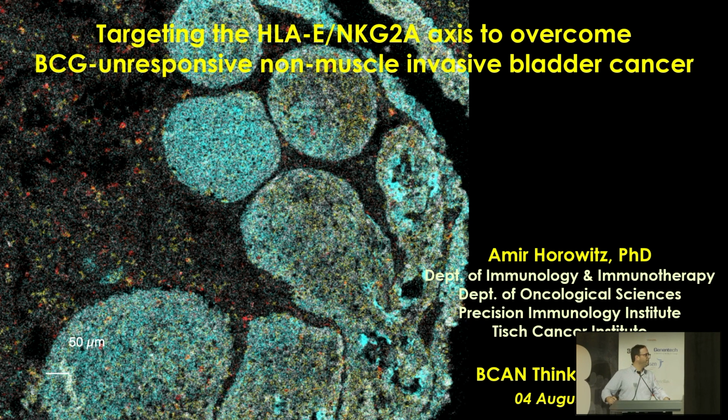So hi everyone, my name is Amir Horowitz. I'm an associate professor of immunology and immunotherapy and of oncological sciences at Mount Sinai. Today I'm going to be talking about a relatively new to this community inhibitory axis that's playing a fairly dominant role in driving resistance to BCG and designing some strategies for how we can exploit that immunotherapeutically.